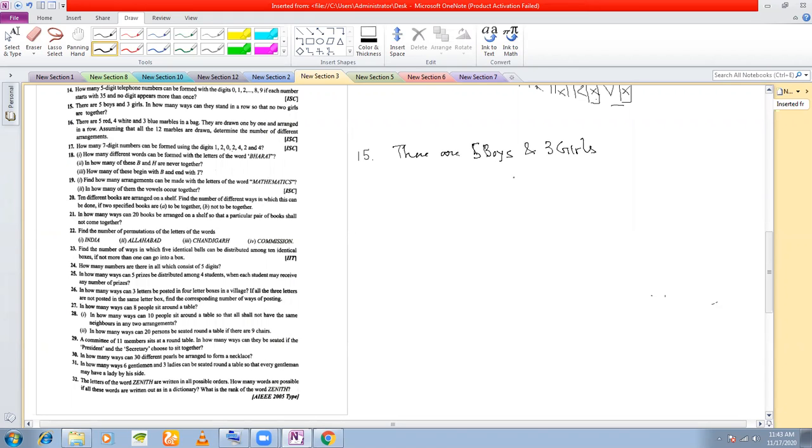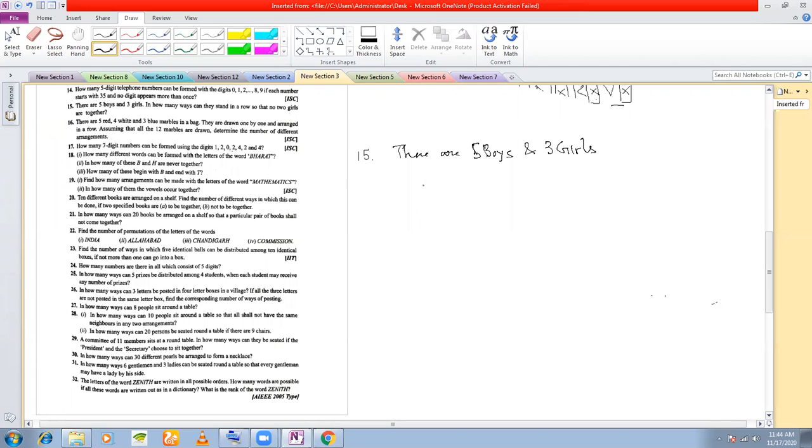Now here the language is very important. The language here is "no 2 girls are together." You have to understand the difference between the language when it says no 2 girls are together and when it says no girl is together, or none of the girls are together. There is a difference in both the languages. So first, let us see according to the language that is given here: no 2 girls are together.